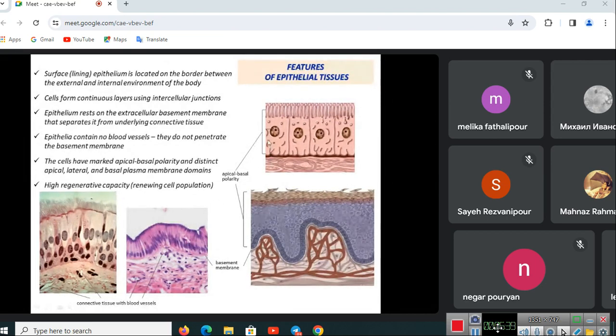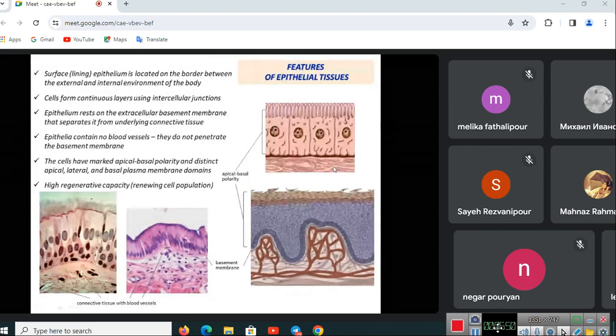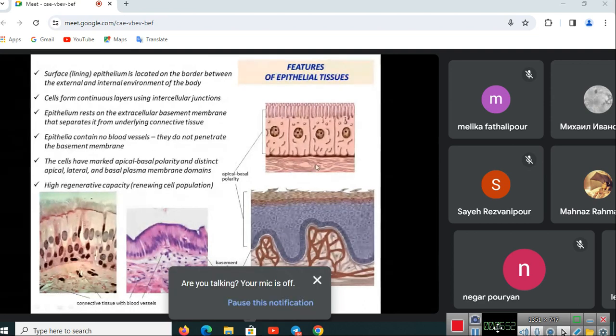So epithelium locates upon basement membrane, and below this basement membrane there will be always loose fibrous connective tissue with blood vessels. So in this picture, this is loose fibrous connective tissue, and this is the cross section of a blood vessel.